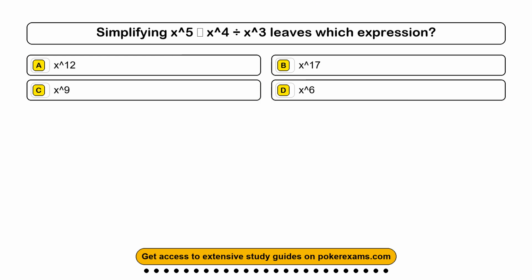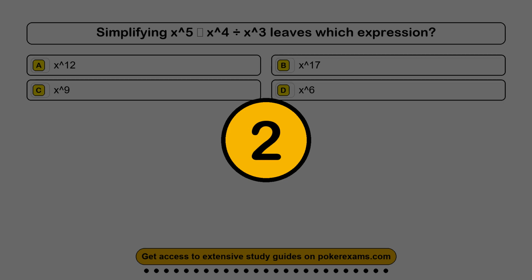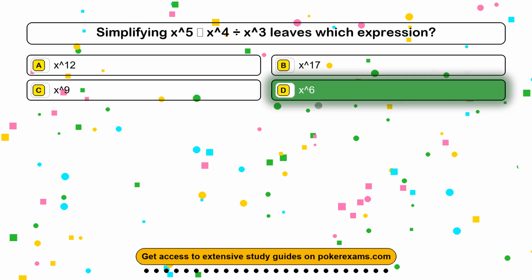Question 6. Simplifying x^5 x^4 divided by x^3 leaves which expression? Option A: x^12. Option B: x^17. Option C: x^9. Option D: x^6. The correct answer is option D, x^6.